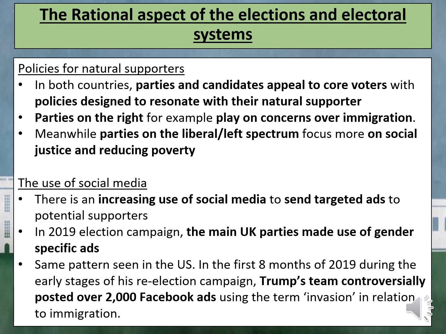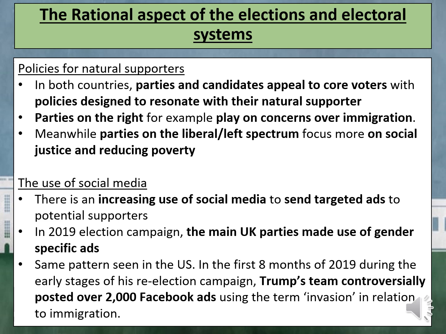Then there is the use of social media, which can be classed as a rational aspect. There is increasing use of social media to send targeted ads to potential supporters. In the 2019 election campaign, the main UK parties made use of gender-specific ads. For example, among Labour ads targeting women were 3 focusing on the party's policy of compensating the WASPI women affected by a change in the state pension age. These ads, seen more than 3 million times collectively, were viewed exclusively by women aged 55 and over.